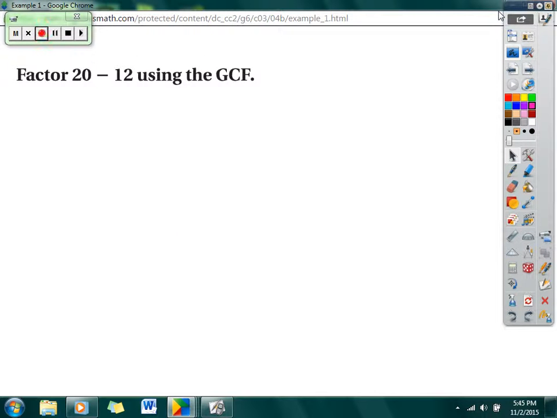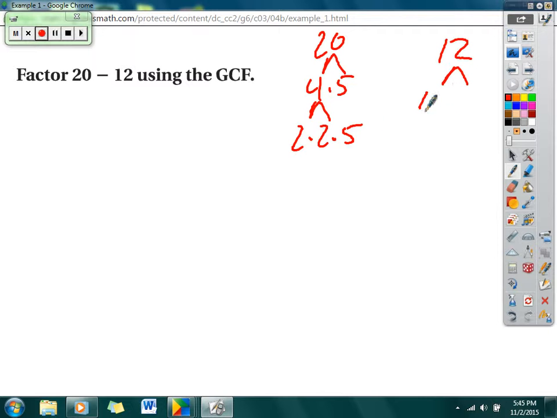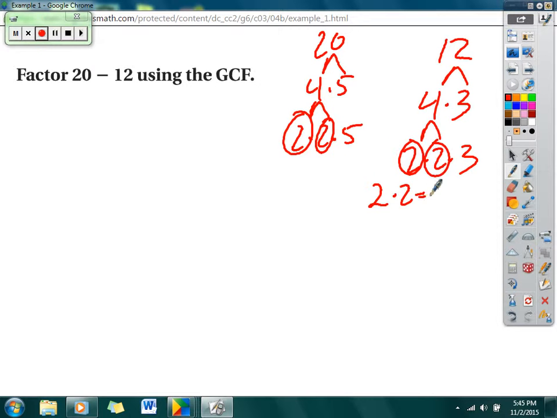So you have to think about what's the GCF between 20 and 12. If you remember, to make a factor tree, I know 20 is 4 times 5, 2 times 2 times 5, and 12 is going to be 4 times 3, 2 times 2 times 3. They have a 2 in common, they have a 2 in common, so therefore 2 times 2 is 4. So the GCF of 12 and 20 is 4. So I'm going to bring the 4 out.